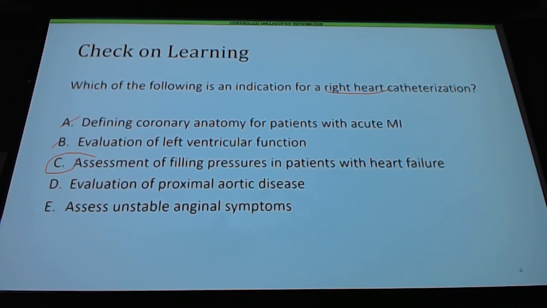Evaluation of proximal aortic disease. Again, you're going to use a left heart cath for that. And then assessment of unstable anginal symptoms. That is a left heart cath too, because you're going to be assessing the coronary artery anatomy when you have somebody with unstable anginal symptoms. So Charlie is the correct answer for that.